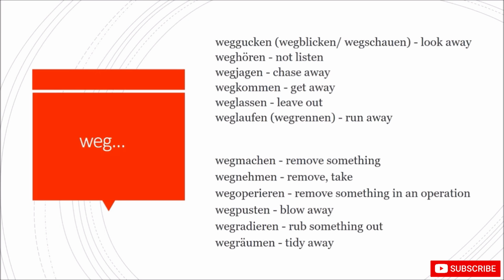Wegnehmen, to remove something, to take something. Wegoperieren. Now that's to have an operation when something then gets removed, like your tonsils. They would be wegoperieren. Wegpusten, to blow something away. Wegradieren, that's almost double, because radieren already means to erase something. But wegradieren, it just makes sure really you're erasing it until it's gone. Wegräumen, not just tidy things up, but to tidy them away.